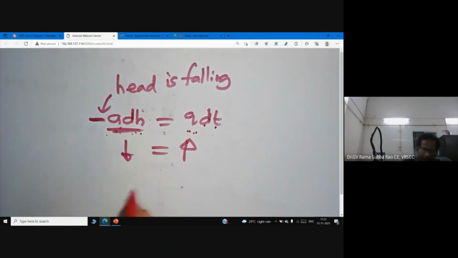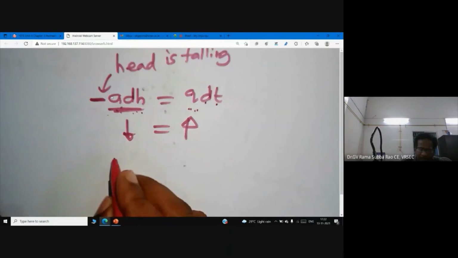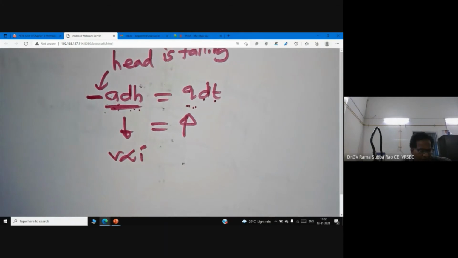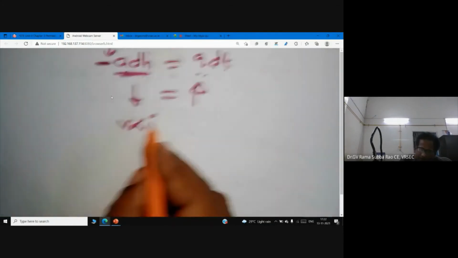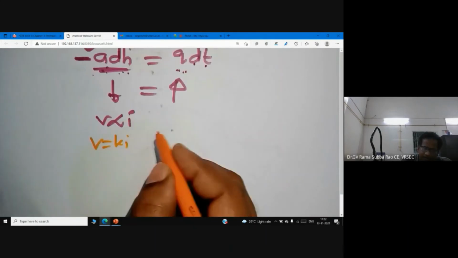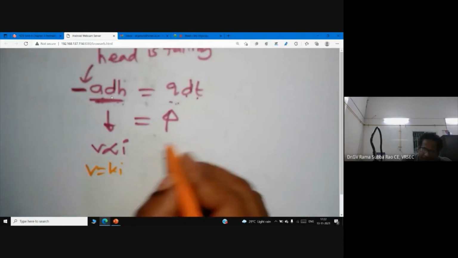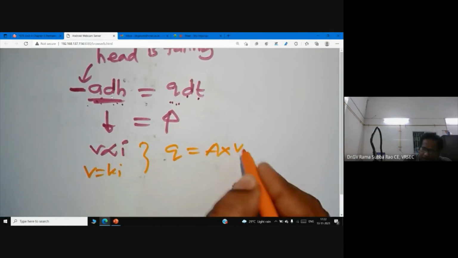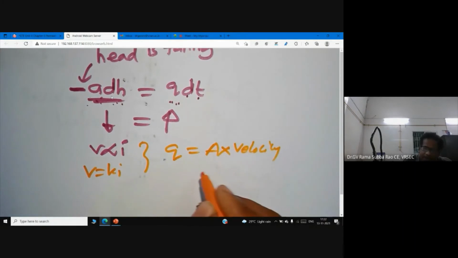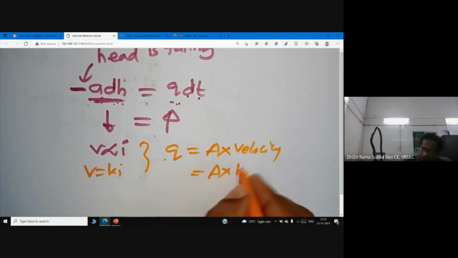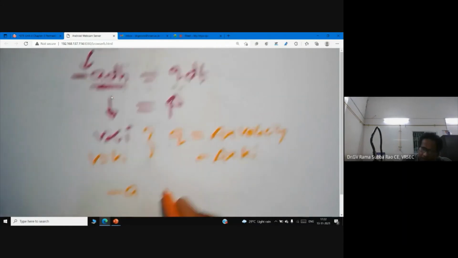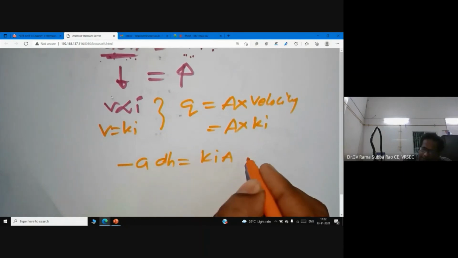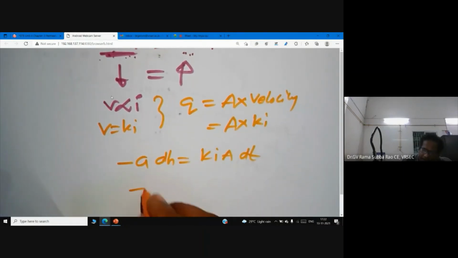Now let us see what Darcy's law is. Without Darcy, it's very difficult to imagine this entire permeability chapter. So the credit goes to Darcy. V is equal to ki. Now let us discuss, without further ado, what is discharge? Discharge is equal to area into velocity, so capital A into ki. Now let me substitute: minus A dH is equal to kiA dt.